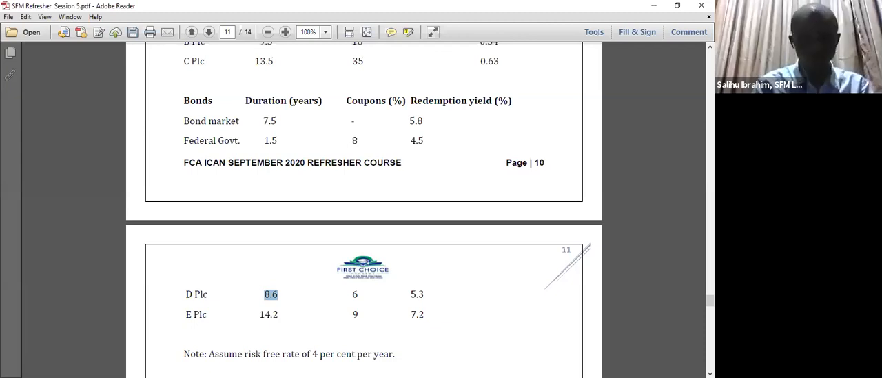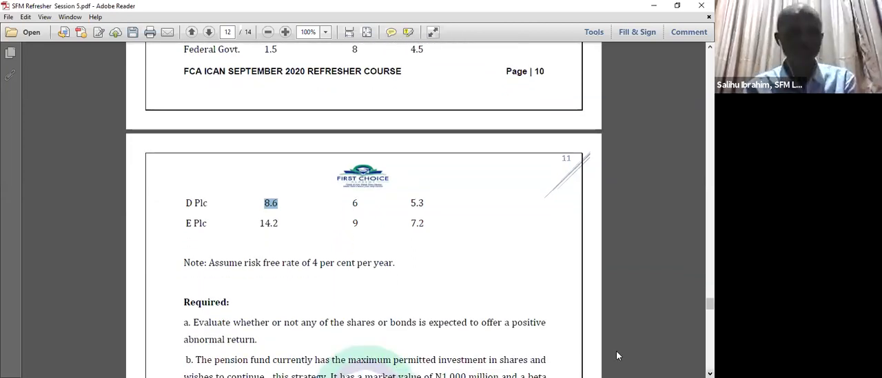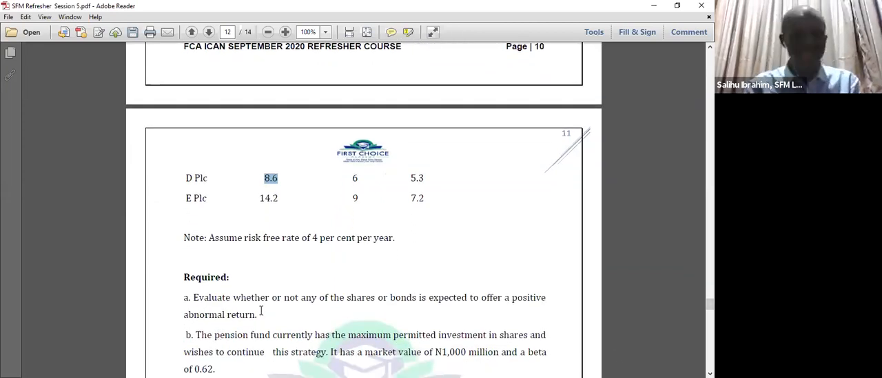Note, assume a risk-free rate of 4% per year. Evaluate whether or not any of the shares or bonds is expected to offer a positive abnormal return. Are you telling me you can do this? For what we did under question 2? There, with what? With the expected return.